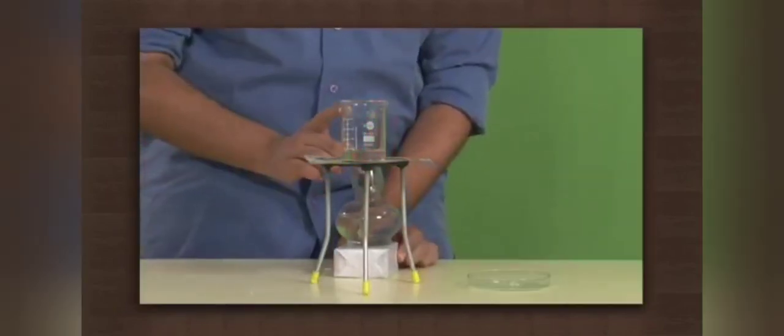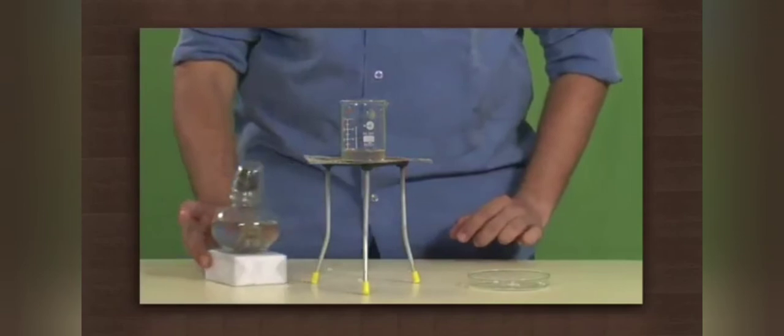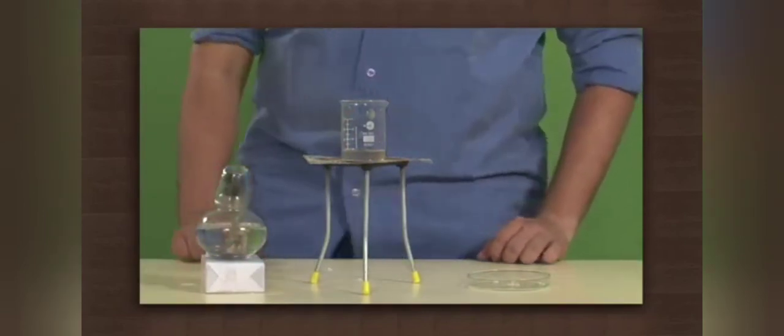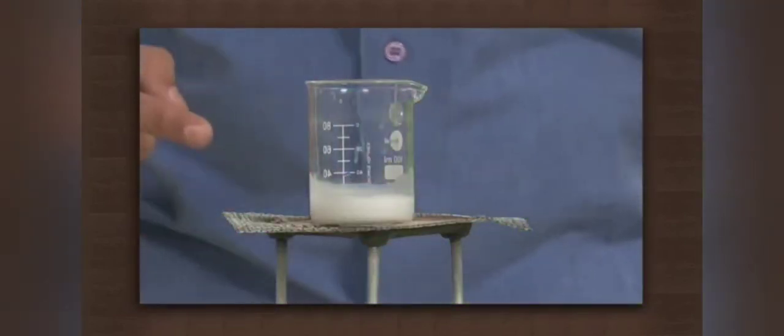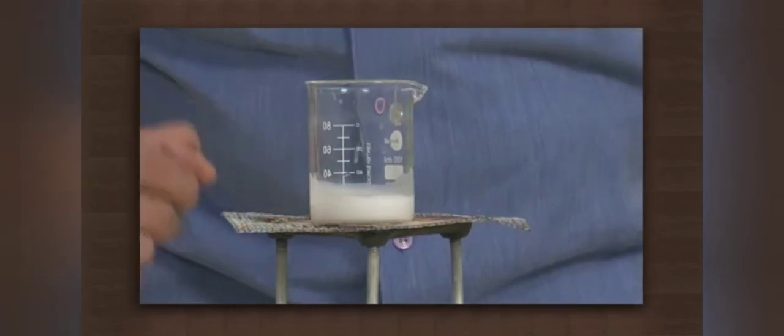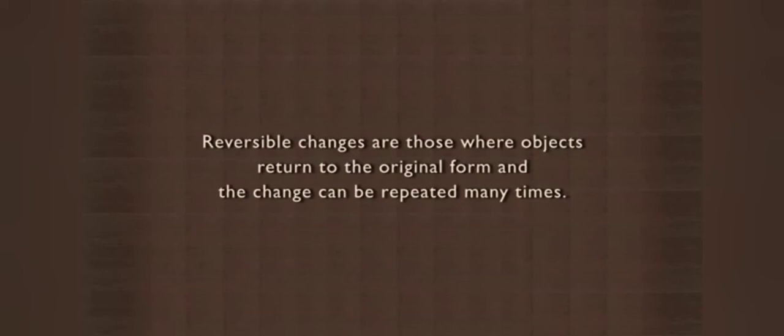Remove the spirit lamp and let it be for a few minutes. You will see that the wax has regained its original shape. In the first case, the wax melted as objects return to original form, and the change can be repeated many times.